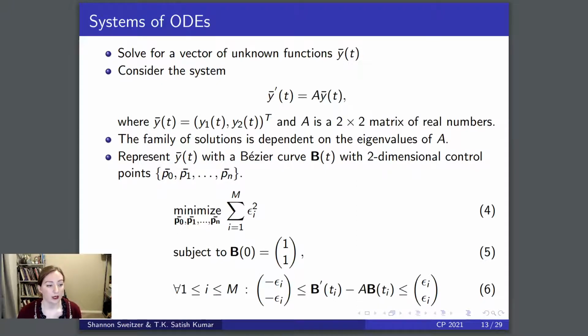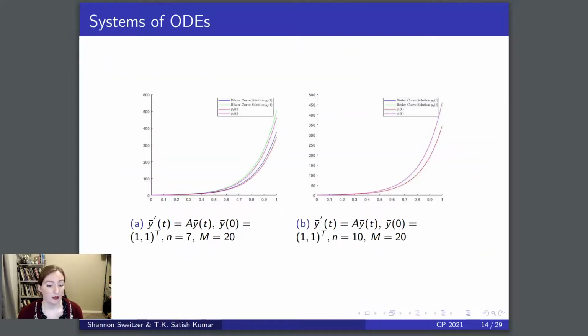We use the following quadratic programming problem with linear constraints to solve for the control points. For each test point t_i, we add a term epsilon squared to the objective function. We also include m constraints of the form shown here in equation 6, which enforce the desired properties. The initial condition for this problem is formulated as b evaluated at 0 is constrained to be the column vector 1, 1. The next figure shows the solutions generated by the Bezier curve method. Again, the accuracy increases with increasing degree and number of control points, or test points.